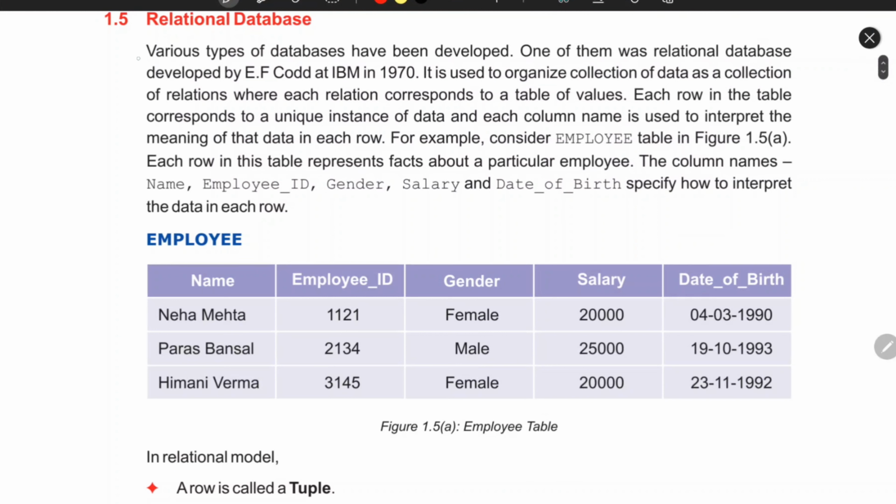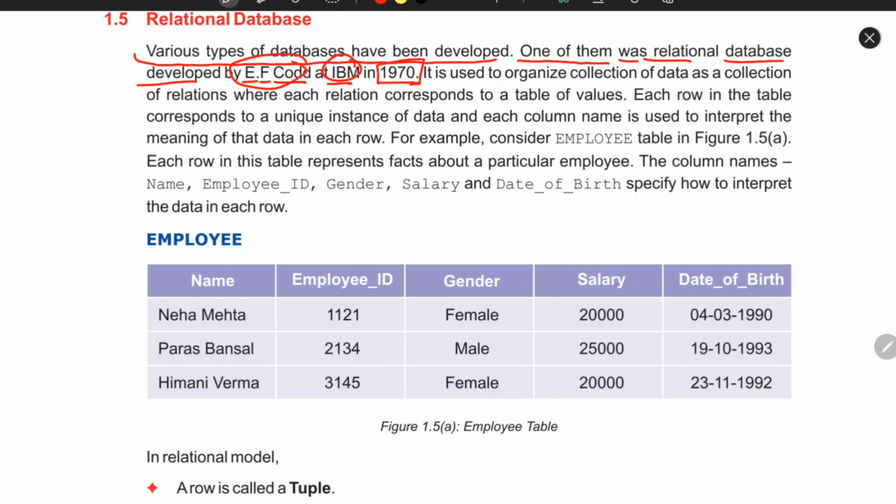So let's start with the definition. Various types of databases have been developed, and one of them was the relational database, which was developed by E.F. Codd at IBM. That is a company name and that is an inventor name, and which year?